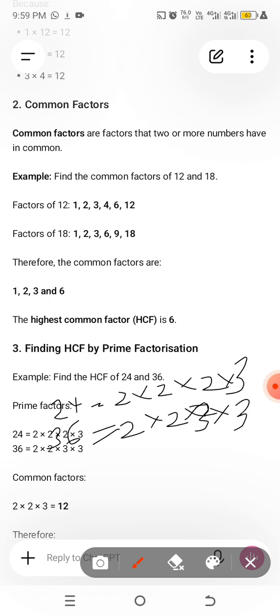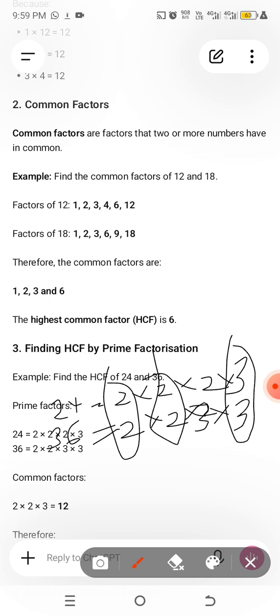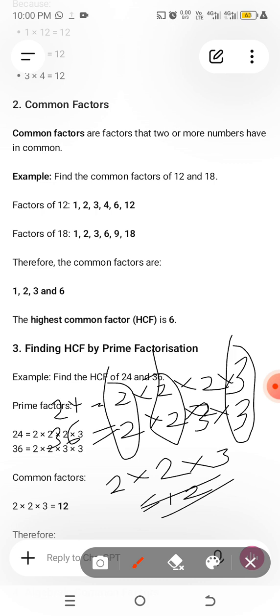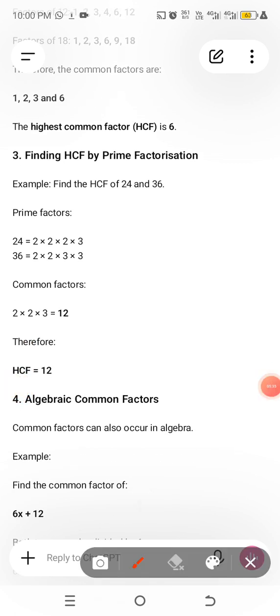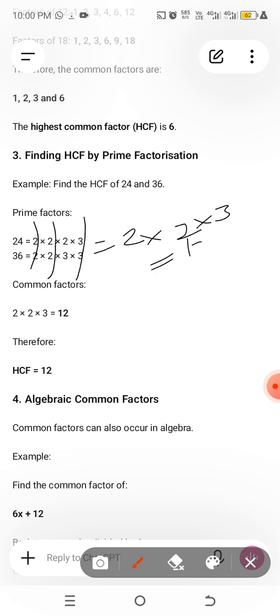So you now find the numbers in common. So you take this, then you take this. Do you understand? So that will now give you the common factors 2 times 2 times 3, which is equal to 12. So therefore the HCF is 12. So if you are finding HCF, you take the common factors and you multiply them. You just take one out of the 3 common factors. 2, 2 and 3. That's 12.